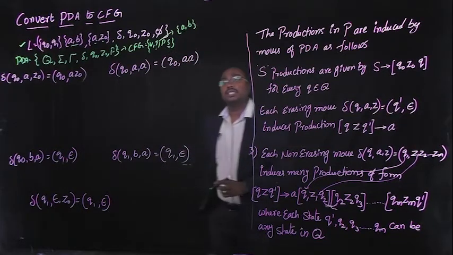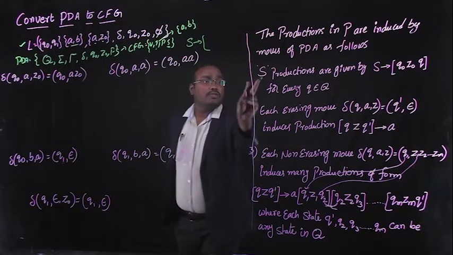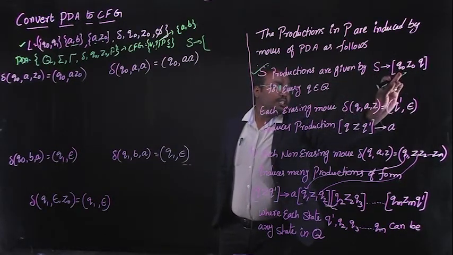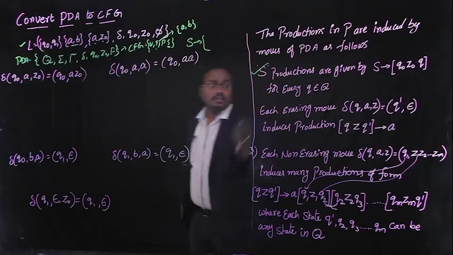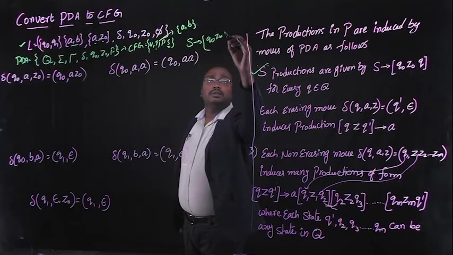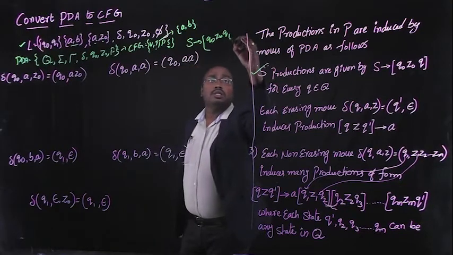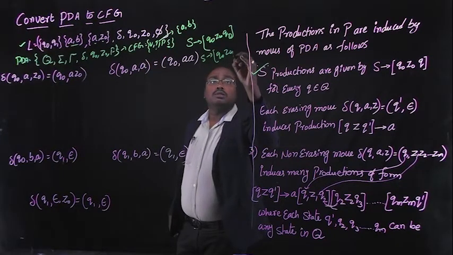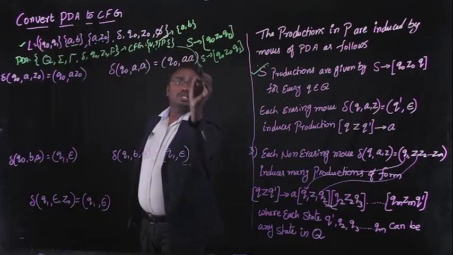Then how to write the starting symbol? That means S productions. The S productions are given by S tends to the initial state and starting symbol in the stack and the set of states in the capital Q. So here we can write q naught, z naught, and we can take two states, q naught comma q1. So S tends to q naught, z naught, q1. Okay, so these are the starting S productions.